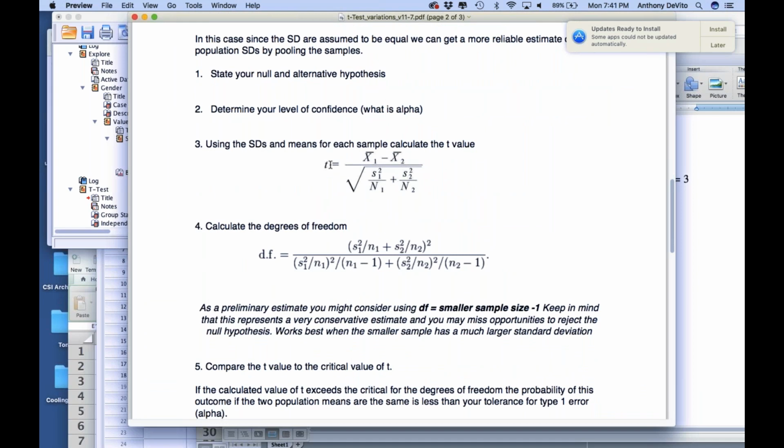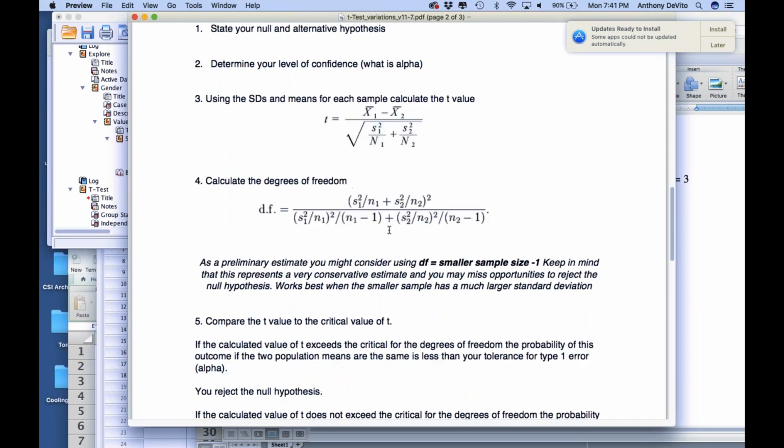We don't calculate a pooled standard deviation. We calculate the t-score as x bar 1 minus x bar 2 over the standard error. In that case, the standard error is the square root of the sum of the variance of sample 1 over n1 plus the variance of sample 2 over n2. A little bit simpler of a calculation.